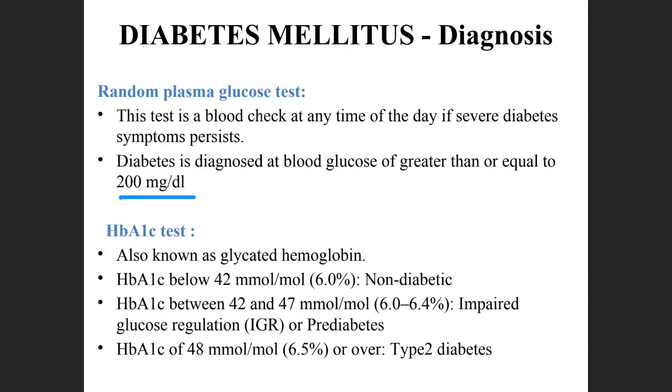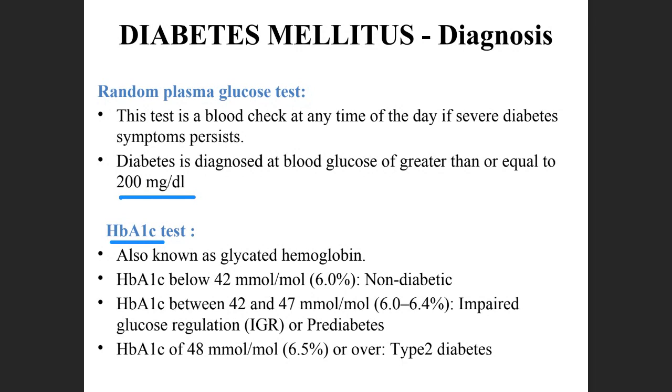Another test is known as HbA1c. From the name you can identify that it is a blood test, a glycated hemoglobin test. Hemoglobin is present in the RBCs and carries oxygen. It becomes bonded with glucose in the bloodstream, and that is determined with the help of this test.